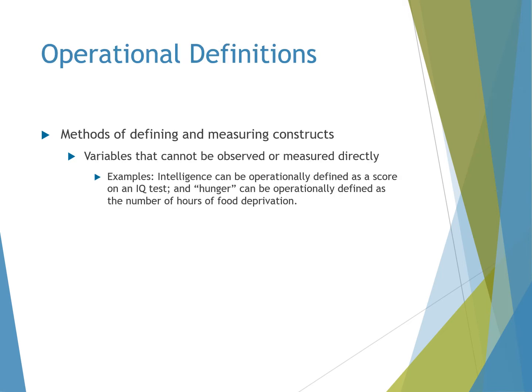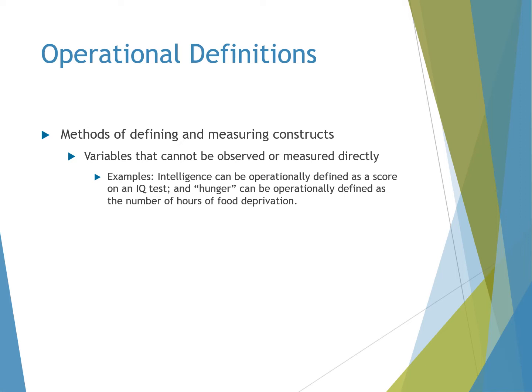So we have these hypothetical constructs, and we have to figure out how we are going to measure them. Sometimes this is called operationalizing a construct. Our operational definition is a method for defining and measuring a construct. Particularly, we have to develop an operational definition for a variable that cannot be observed or measured directly. An operational definition, again, is how we measure this.